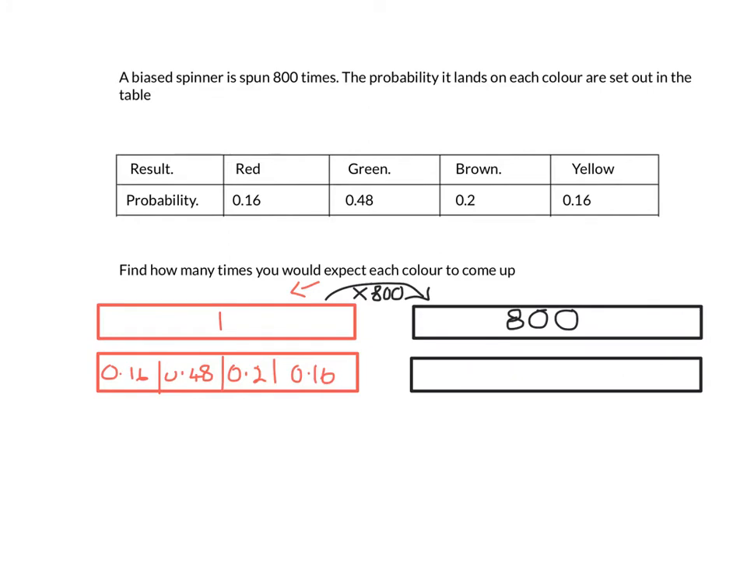So I'm going to have 4 different numbers again. Again, doesn't have to be accurate. And each of those numbers are going to be times by 800, because we're going to be finding 0.16 of 800. And of in maths is times, so 0.16 times 800. I'm going to do that on my calculator, so 0.16 times 800 is 128.